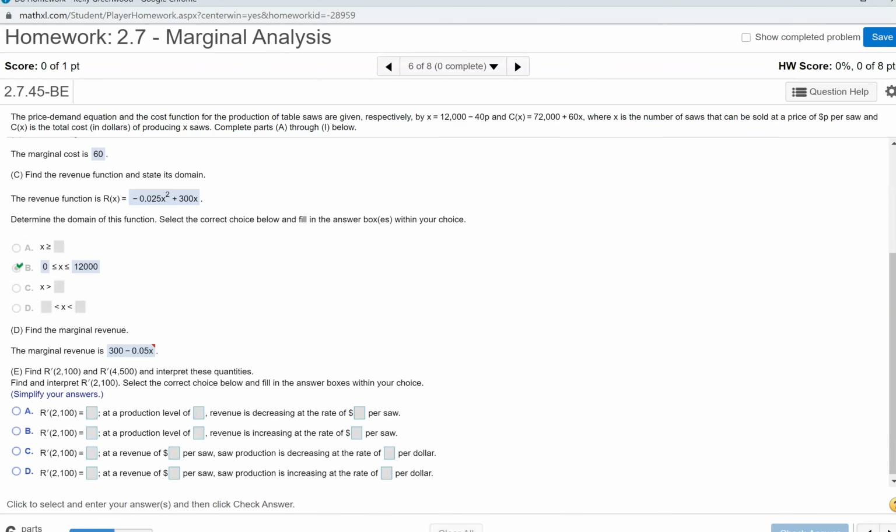Okay, so now here comes the interpreting part. So we're being asked to interpret R prime of 2,100 and R prime of 4,500. So I need to input 2,100 into this rule that we just got in part D for the marginal revenue, and I'll get an output, and then I'll interpret it, and then I'll do the same thing. I'll input 4,500 into this rule, get an output, and interpret it. So let's do the 2,100 first.